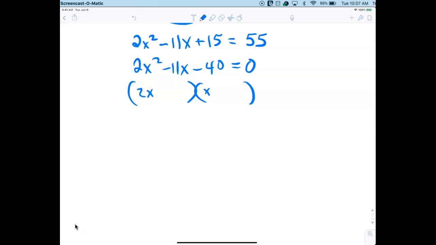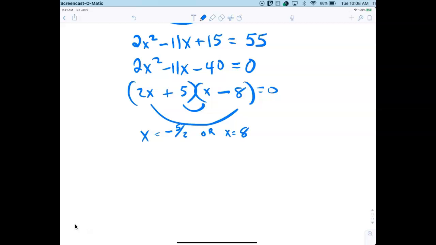Middle factors of 40. Where does the 8 have to go? On the right or the left? On the right. Yep. So I put 8 over here and 5 over here. Now I'm looking, how much is that? Does that make negative 11? If the 8 is and the 5 is, come on guys, that's not hard. So x is equal to negative 5 over 2 or x equals 8.